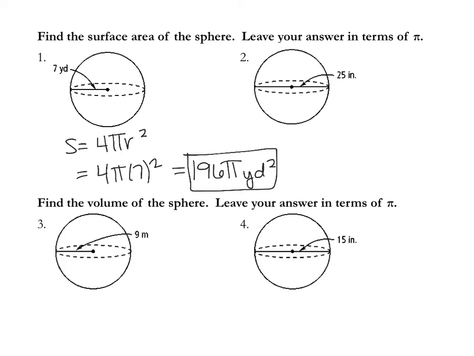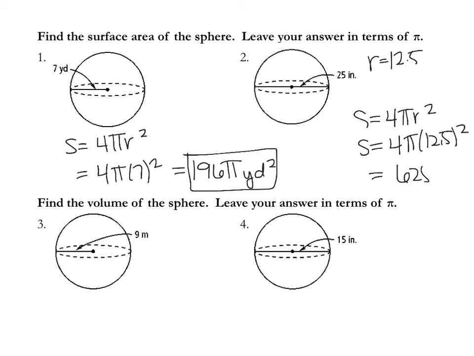And then in number 2, same formula, 4 pi r squared. This time they did not tell you the radius, so make sure that the number you're using is the radius. The radius would be 12.5. So it's going to be 12.5 squared. And then again, I'm just letting the calculator type everything in but the pi, so we can leave it in pi form. And this is 625 pi inches squared.